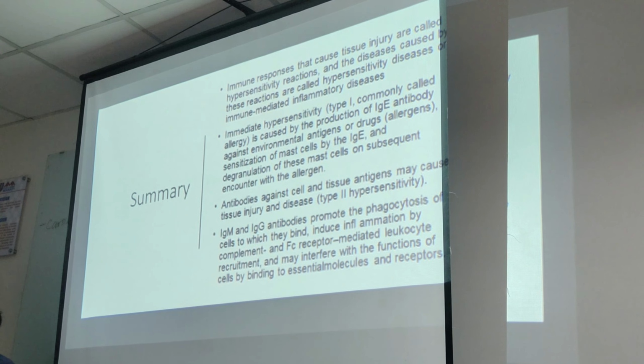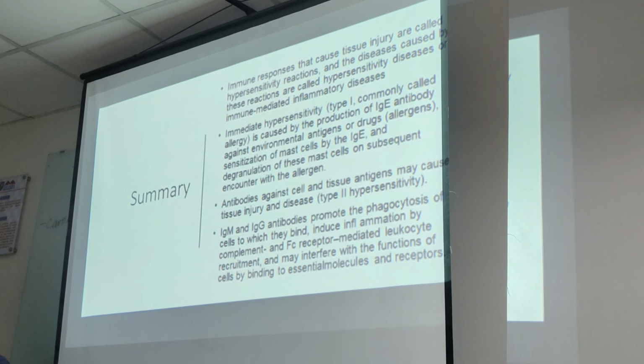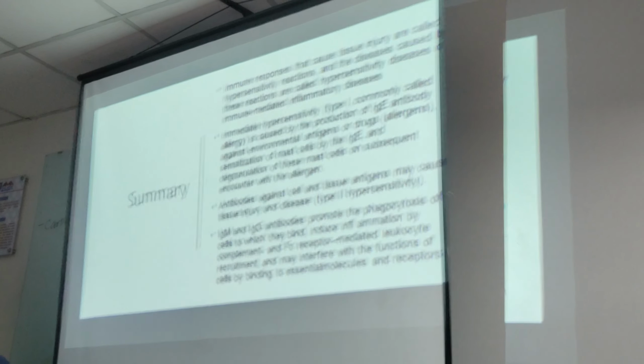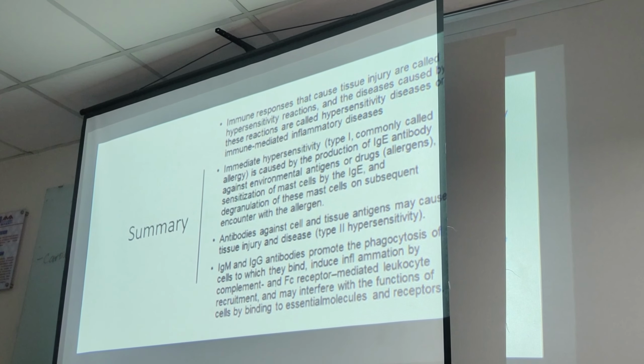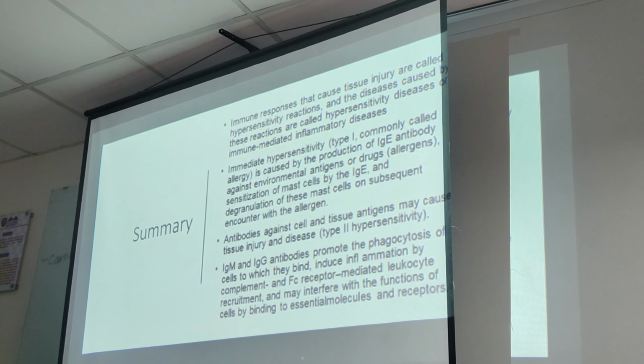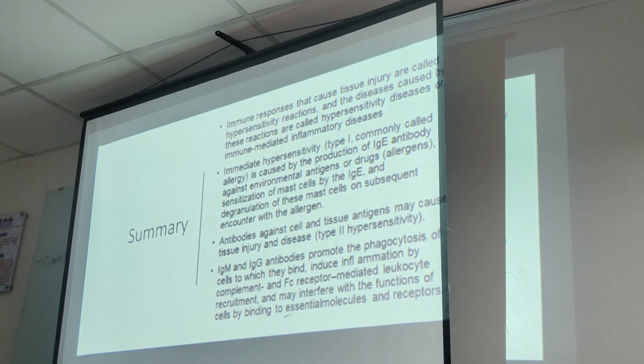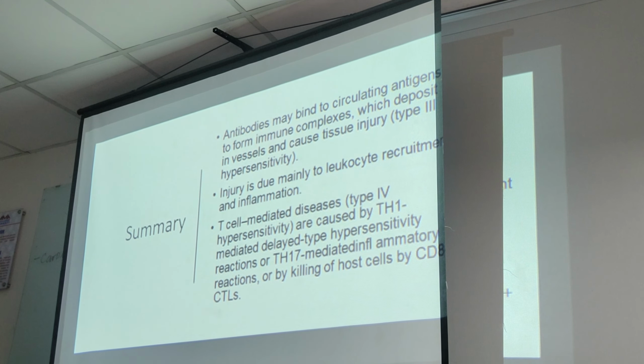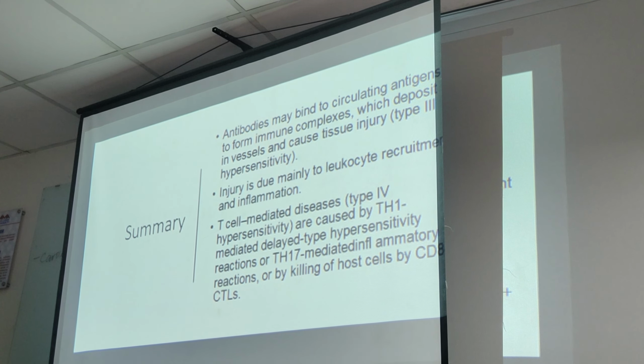Type 2 is antibody-mediated. It may be in the form of antibody-mediated cytotoxicity or dysfunction. IgM and IgG antibodies promote the phagocytosis of cells which they bind, or they can induce inflammation, or the third is that they can alter the function of receptors, as seen in Graves' disease and myasthenia gravis. Antibodies may bind to circulating antigens, forming complexes that can deposit in vessels and cause tissue injury by complement activation. This is what type 3 hypersensitivity is.